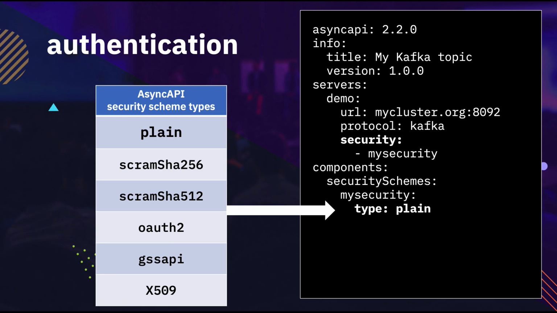If your Kafka cluster is set up without encryption, but using SASL PLAIN for authentication, you would describe it like this, using the protocol kafka and the security scheme type plain. Or, if your Kafka cluster is set up to require encryption and using SASL SCRAM-256 for authentication, you would describe it like this, using the protocol kafka-secure and the security scheme type scramSha256. One last example. If your Kafka cluster is set up not requiring encryption, but using SASL SCRAM-512 for authentication, you would describe it like this, using the protocol kafka and the security scheme type scramSha512.